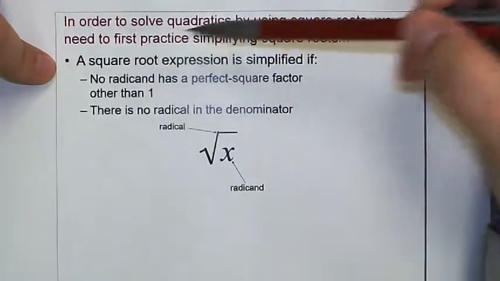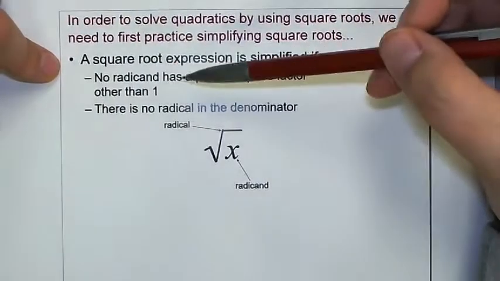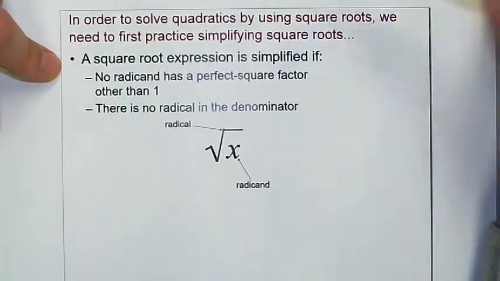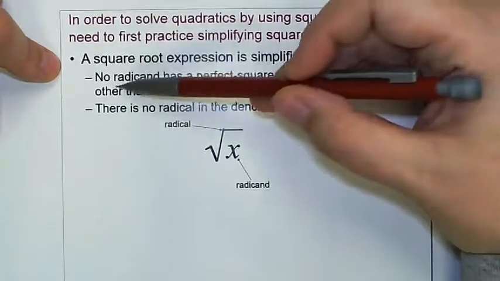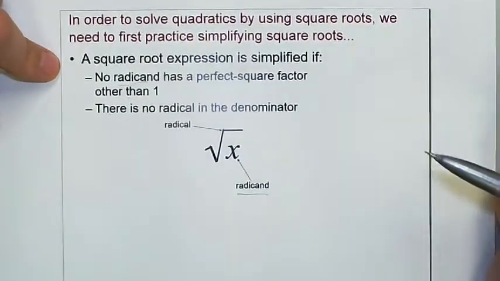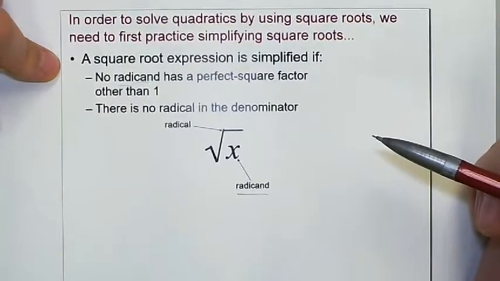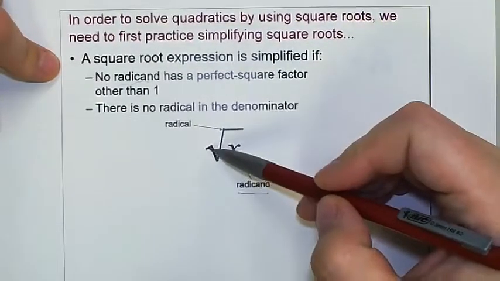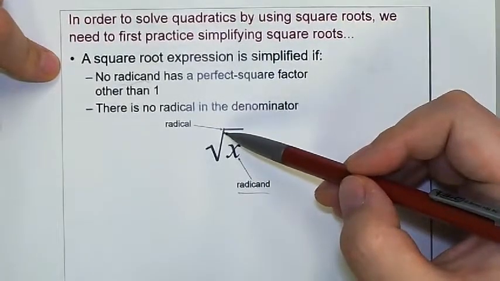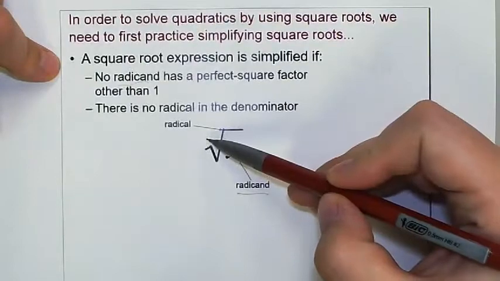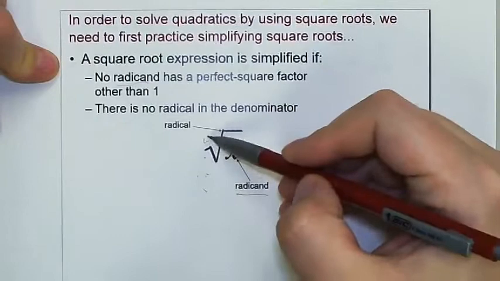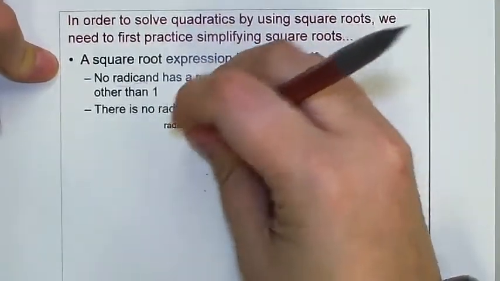Okay, so a square root is only simplified if no radicand has a perfect square factor and there's no radical in the denominator. So what are those words? Radicand, right here, that is the number or term underneath the square root. That's the vocabulary word for what's underneath the square root. We normally refer to this as the square root sign, but more generally it can be called the radical sign, because if I put a 3 there, that's a cube root. If I put a 4 there, that's a fourth root. So in general, this sign right here is called the radical sign.